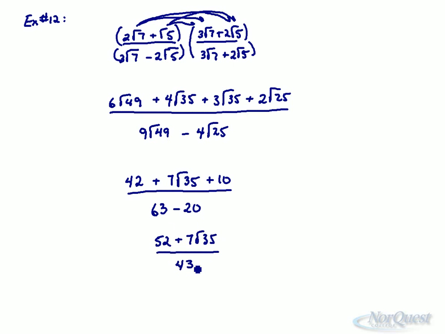There's nothing else that you could simplify here. I cannot divide 43 and 52 and 7 by any common number, so I can't simplify that any further. We're done at this stage. Nothing left to collect, nothing left to simplify.